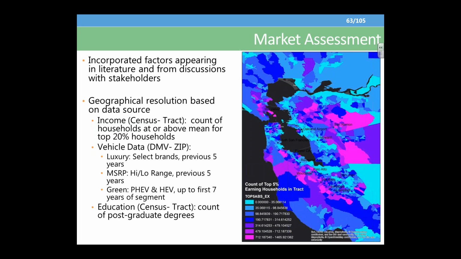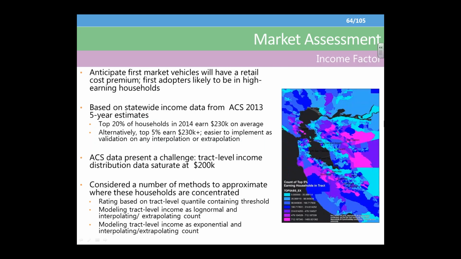So income comes from census data on the tract level. And then vehicle data comes from the DMV, which we discussed this morning, is on the zip code level. And then education is similarly from the census on the tract level. So we'll step through each of these. We'll spend a little bit of time on the financial indicators and how those relate to each other.